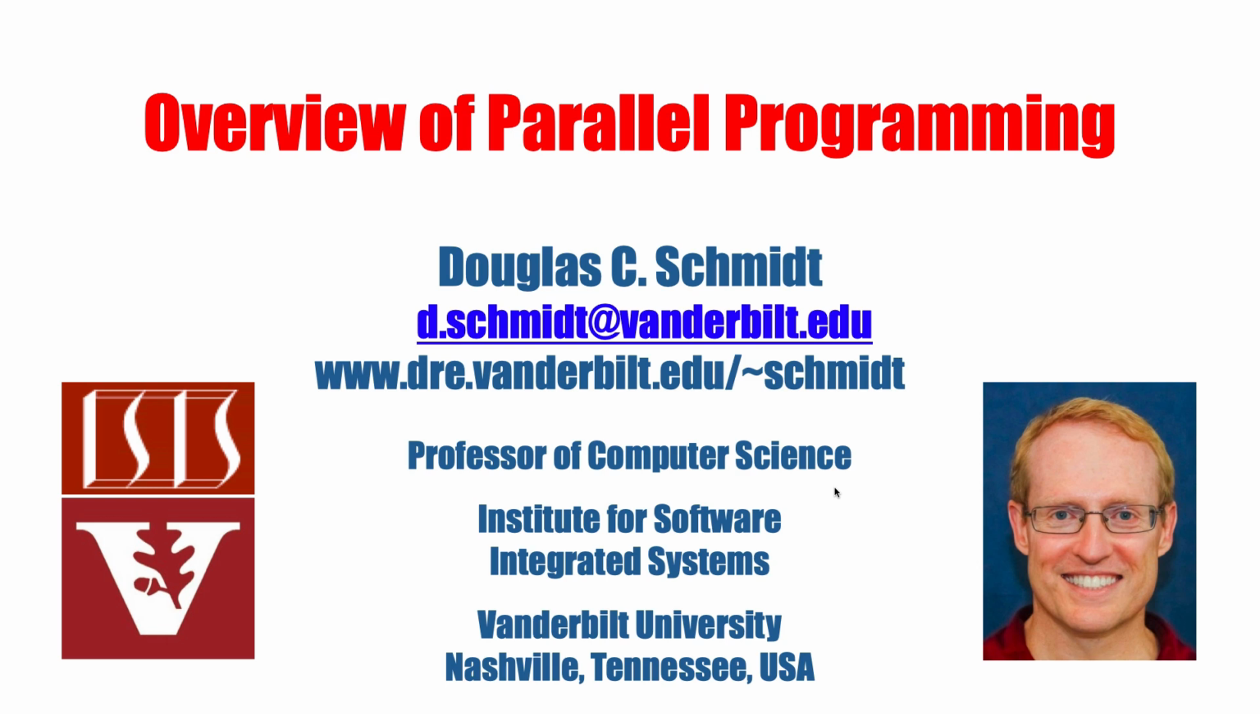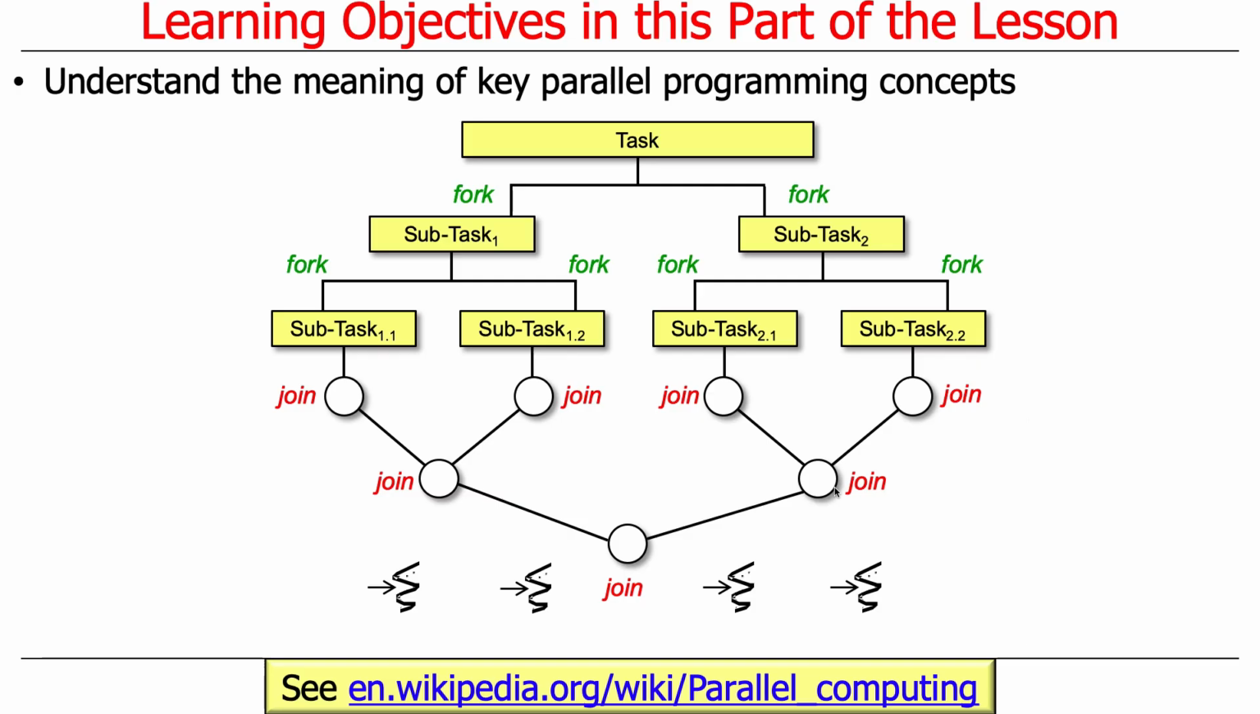So in previous classes, we've talked about concurrency, and I've made the point that this class is largely about concurrency. But it's also important to know at least a little bit about alternative ways of taking advantage of multiple cores, and that's what we call parallel programming. So what I'm going to talk about here is parallel programming and the key parallel programming concepts.